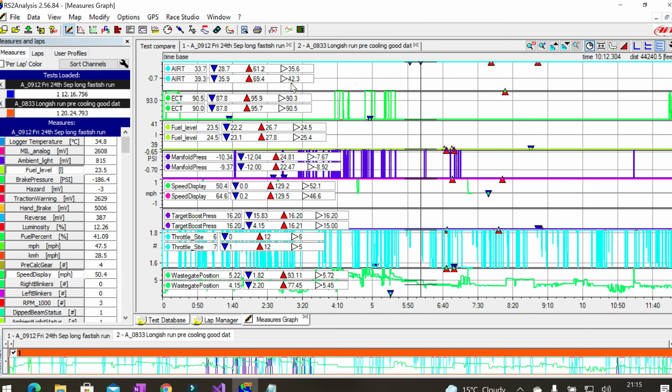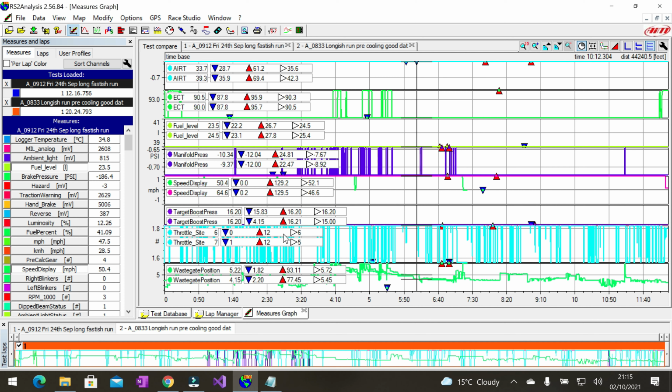In fact, for some reason, I seem to be a lot more aggressive on the post-cooling one here in terms of throttle and target boost pressure. So there's slightly higher demand on the post-cooling data set than the pre-cooling one. It's not a massive difference, but there is a difference. So you can see here there's quite a significant difference. The maximum here is 69.4, which is similar to track temperatures. And then 61 is the maximum on the post-cooling.